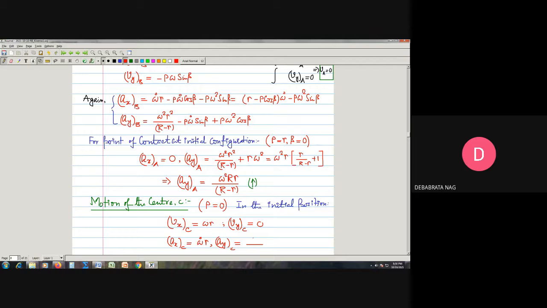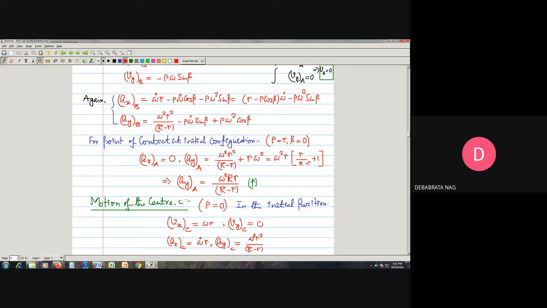That will be equal to your omega square r square. So you get omega square r square by capital R minus small r. That will be your acceleration for the center of mass of the cylinder-like or the sphere-like substance. So it is equal to omega square r square by capital R minus small r. That will be our y component of acceleration for this entire problem.